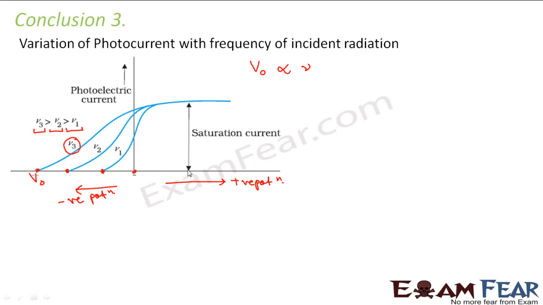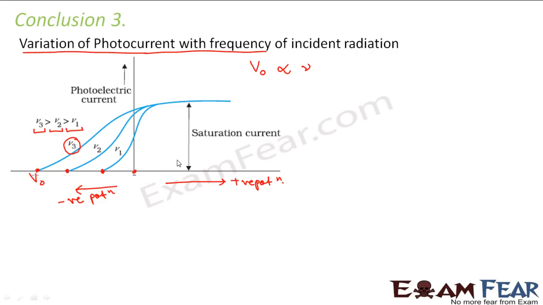Right? So we saw 2 things. Saturation current depends upon intensity and stopping potential depends upon frequency. So this was one observation. Now what about photocurrent? What is the variation of photocurrent with frequency? The photocurrent does not depend on frequency much, because the saturation current also is the same for all different frequencies. So frequency doesn't play an important role in increasing the photocurrent, but it changes the stopping potential.